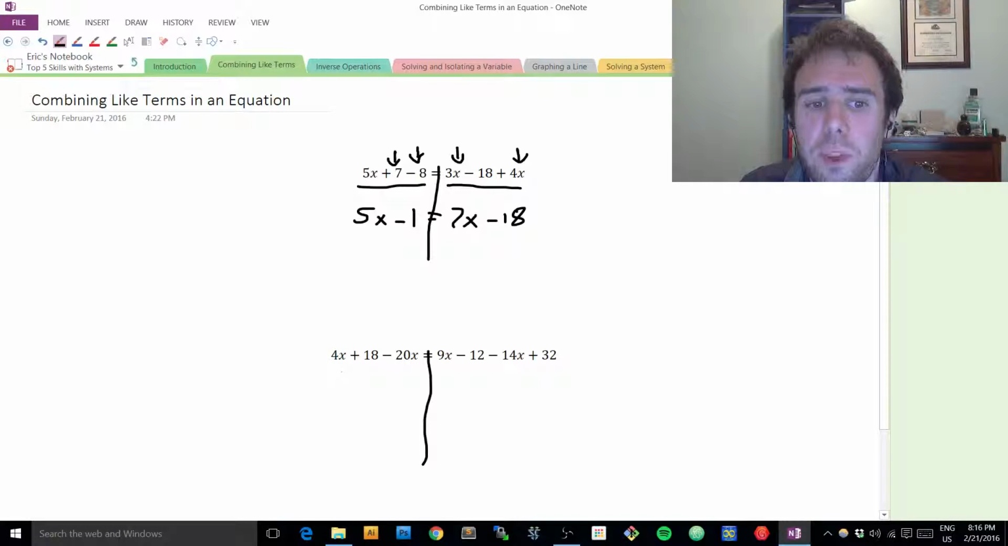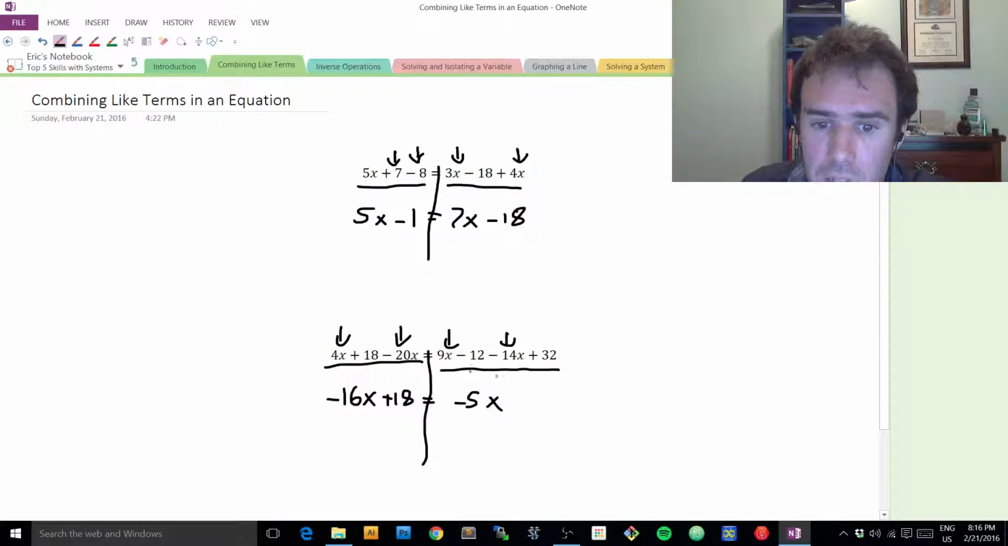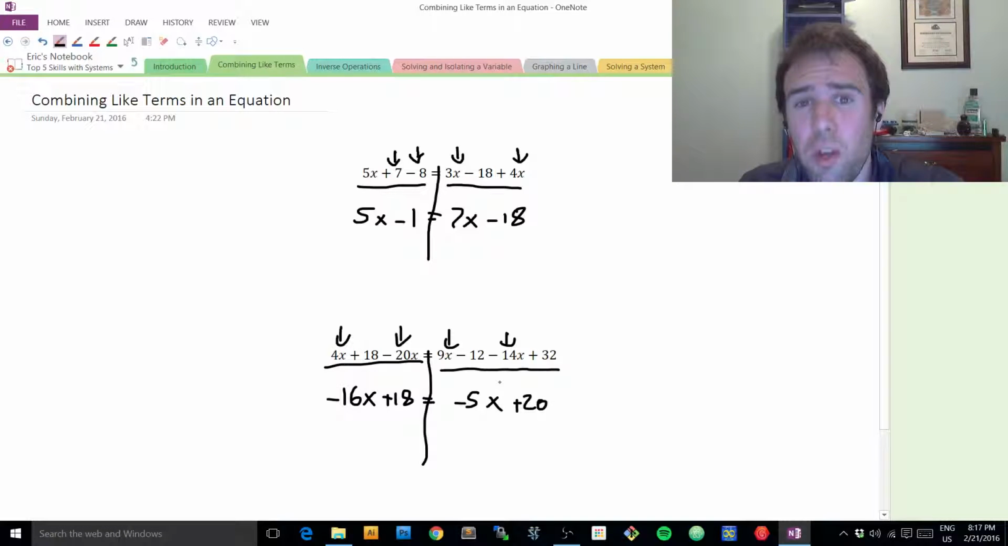That was a distraction. Okay, let's look at some like terms on the left. So I see that there's 4x's, and then we take away 20x's. That would be minus 16x's. This 18 didn't have anyone to combine with, so it still stays plus 18. On the right side, I notice that there's two different types of like terms. I have my x's again, so this would be 9x's minus 14, so minus 5x's. And I also have regular constants, numbers. So if I had 32 minus 12, that would be 20.